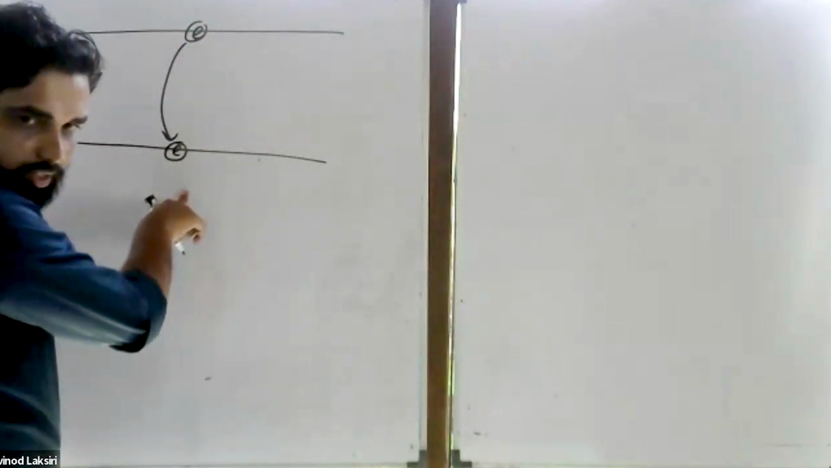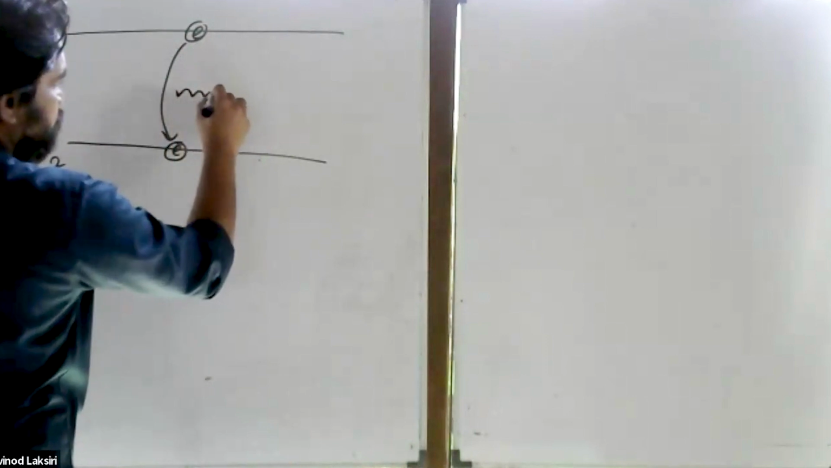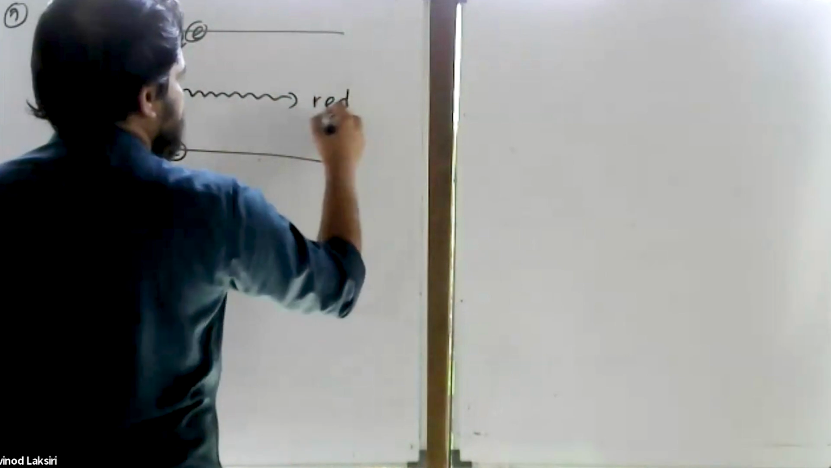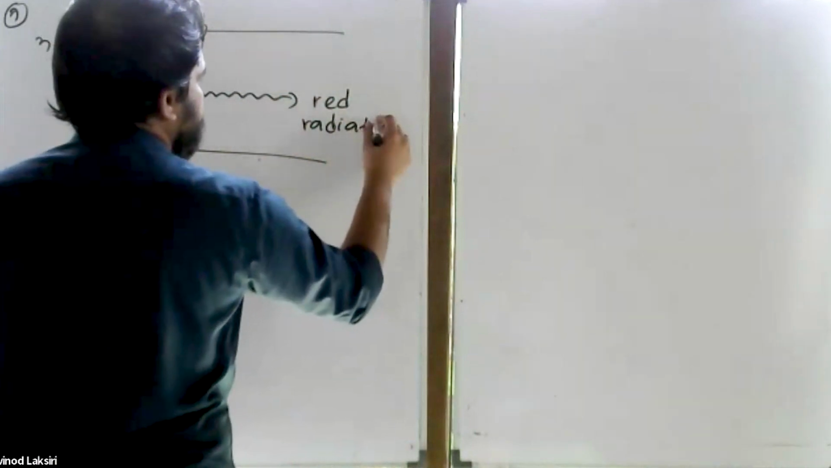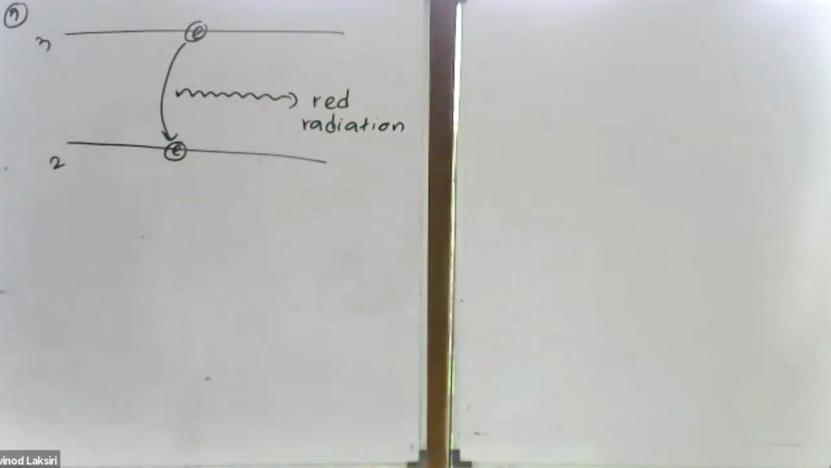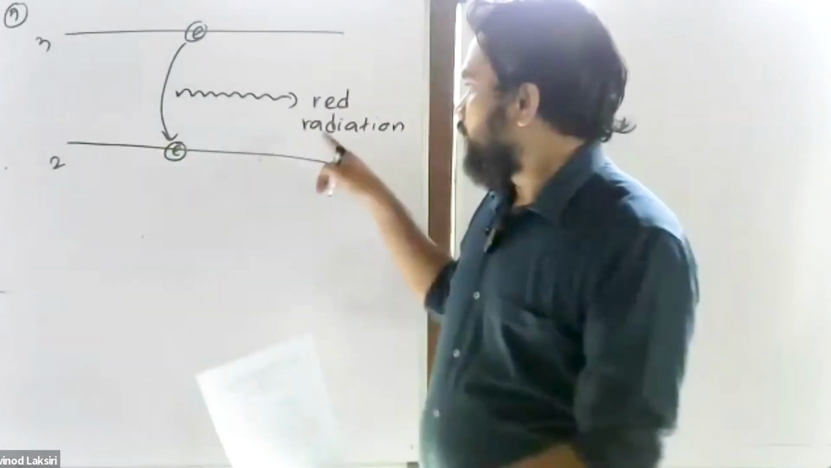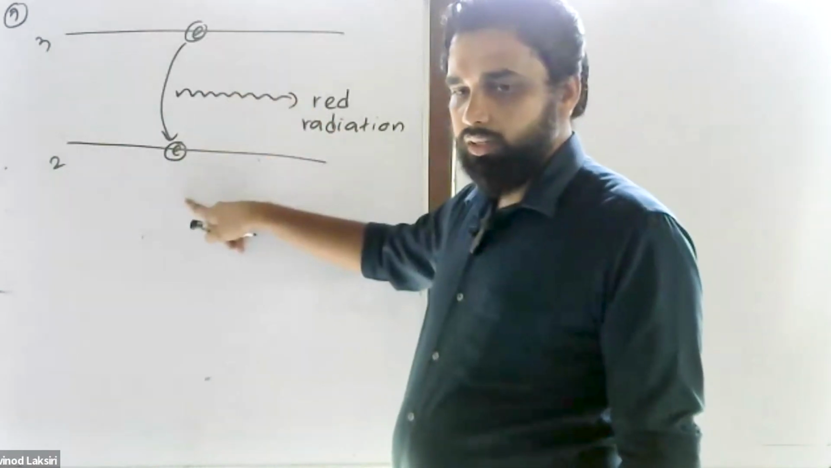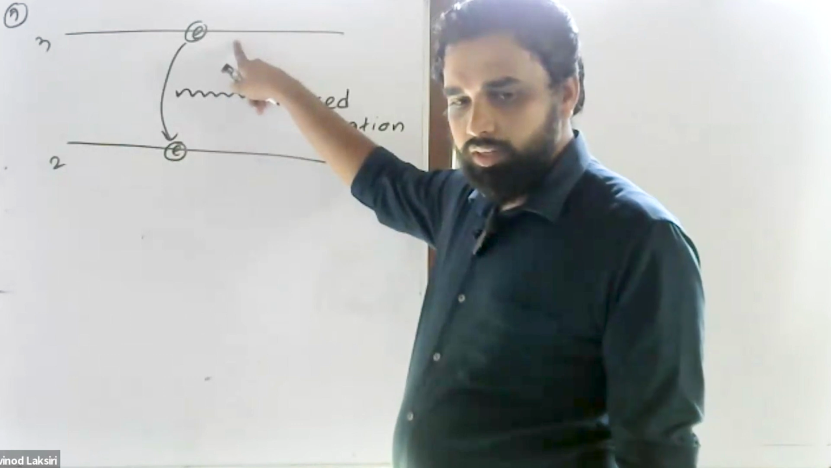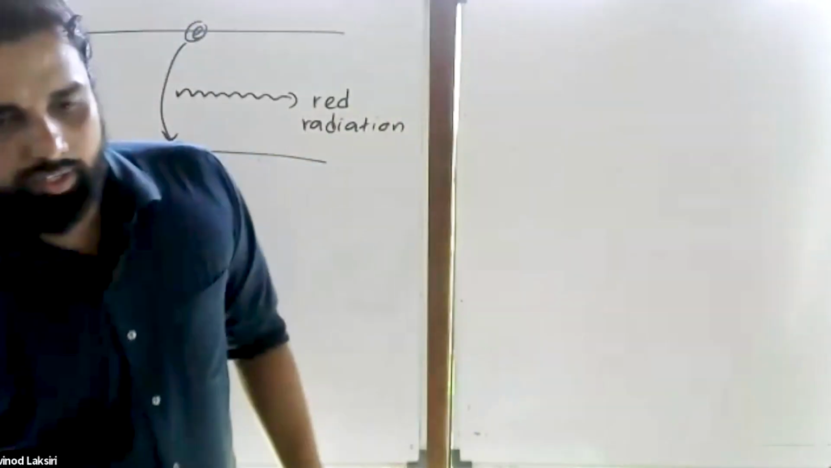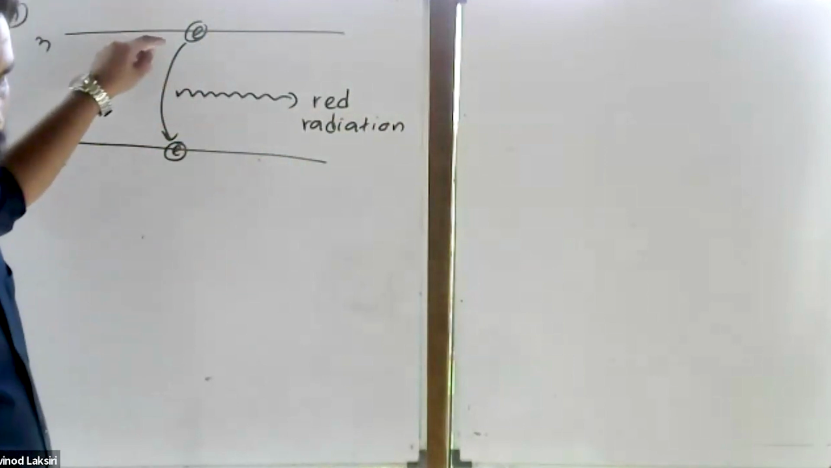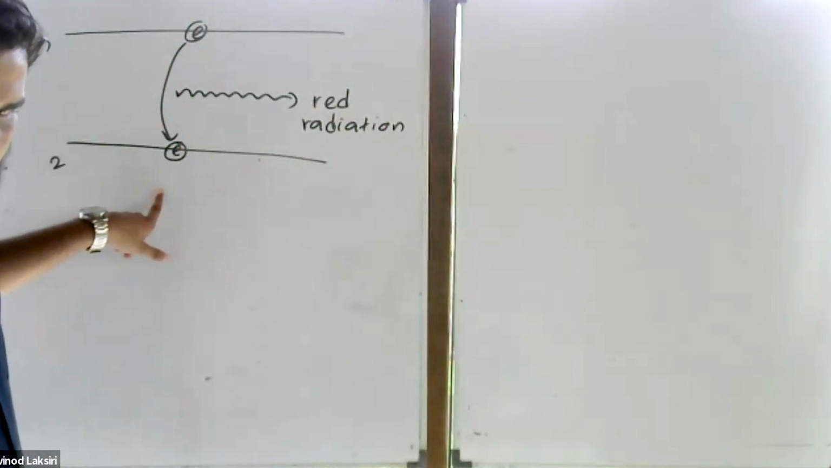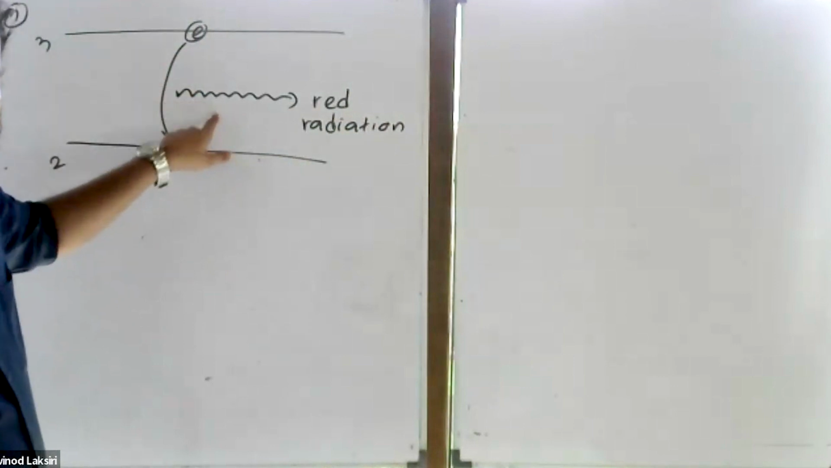When the electron moves from third to second, the energy of the electron decreases. The decreasing amount of energy is released as radiation, red color radiation. Why is this red radiation created? Because the electron is transferred from third to second, and the energy of the third level is higher than the second level. Therefore, the decreasing amount of energy is released as radiation.